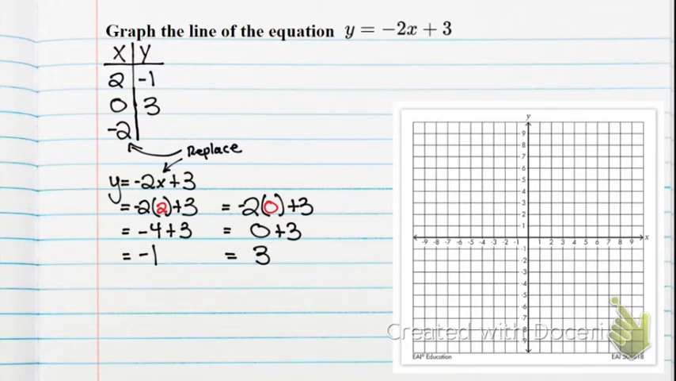Then the last one, what we have is -2 times -2. Okay, then +3. -2 times -2 is a +4. Bring my 3 down.